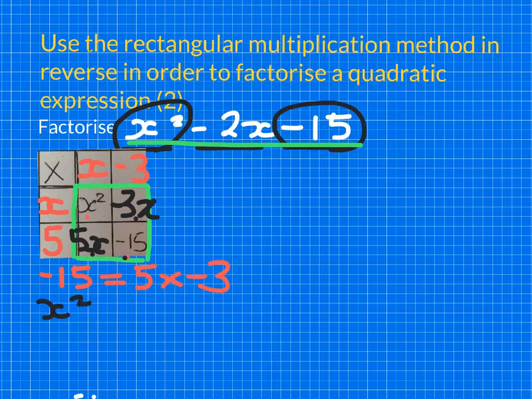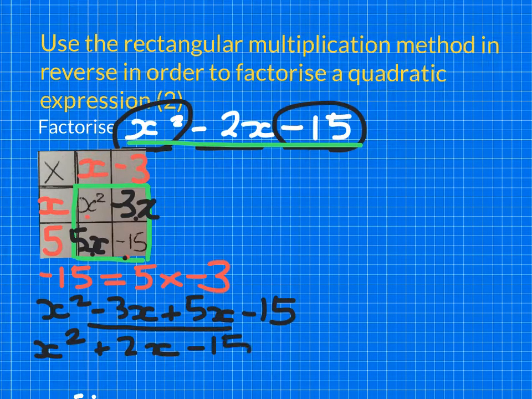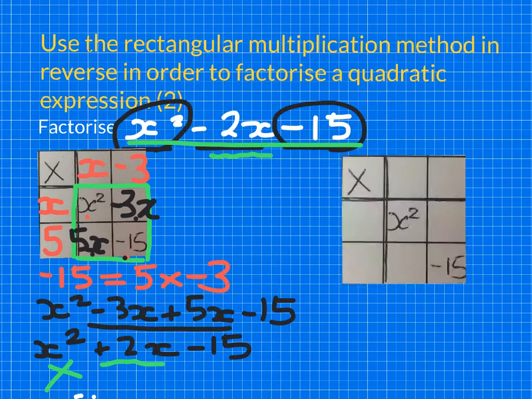x squared minus 3x plus 5x minus 15. Notice that we can simplify these two terms because they are the same. x squared, if you minus a 3 and then add 5 onto it, you get plus 2x minus 15. And we can compare that directly with the original expression, x squared, but we need a minus 2x, and we have a plus 2x, so this is not going to work. We need to start again with a new grid.